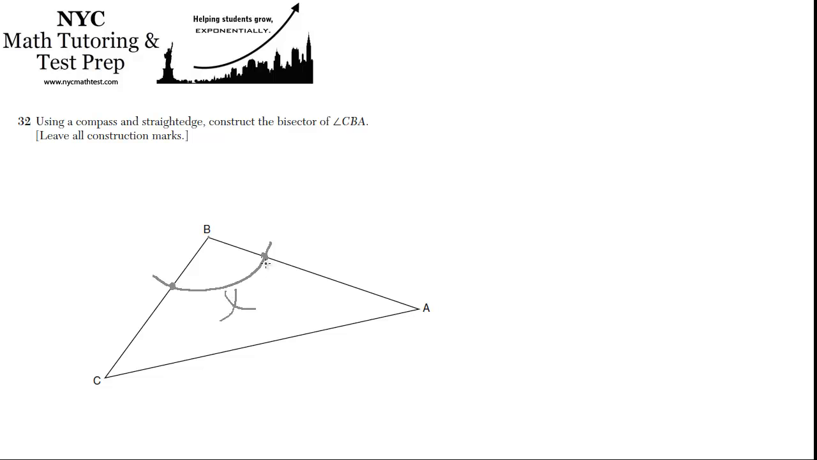So can you imagine that? Imagine that you put your compass here and made part of an arc there, part of an arc there, and then they intersect. And then you draw that back to B. And now that makes the angle bisector. So that angle, call that angle 1, should be congruent to that angle, call that angle 2. And we just drew the angle bisector.